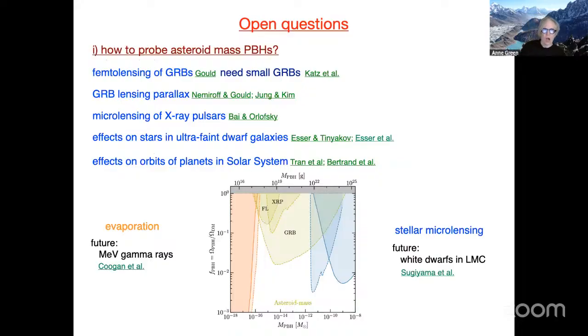So, key open questions. Well, the obvious one from an observational point of view is how to probe asteroid mass primordial black holes. And people have had some ideas. And so I'll first go to the part at the bottom to try and explain why we need new ideas. There will be future better MeV gamma ray satellites, and could they help? And the answer is only a little bit. And that's because the evaporation rate of primordial black holes drops off very rapidly with increasing mass. You might also wonder whether better microlensing observations could help. And the answer is, again, only a little bit.